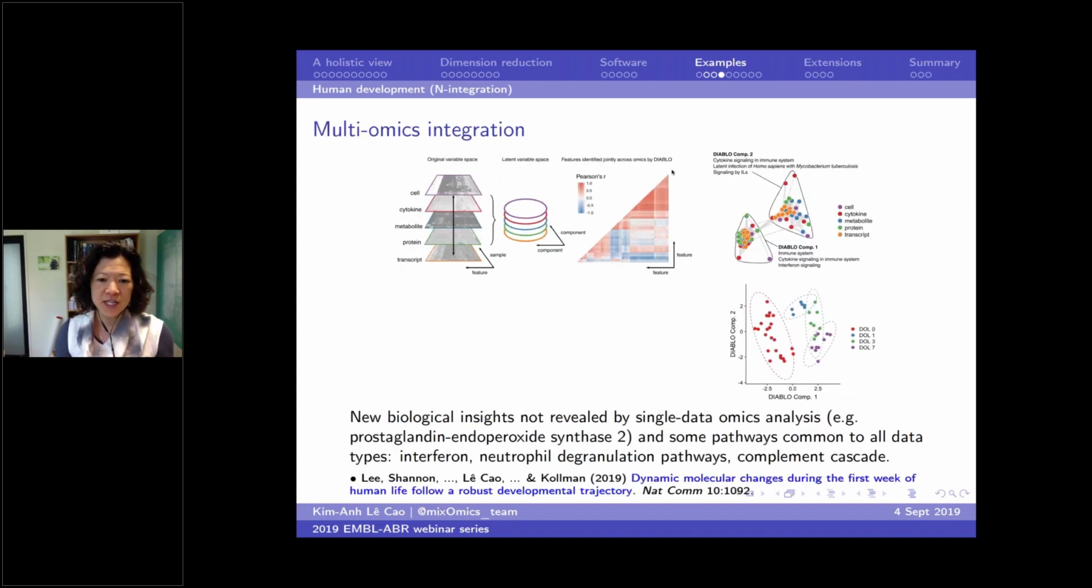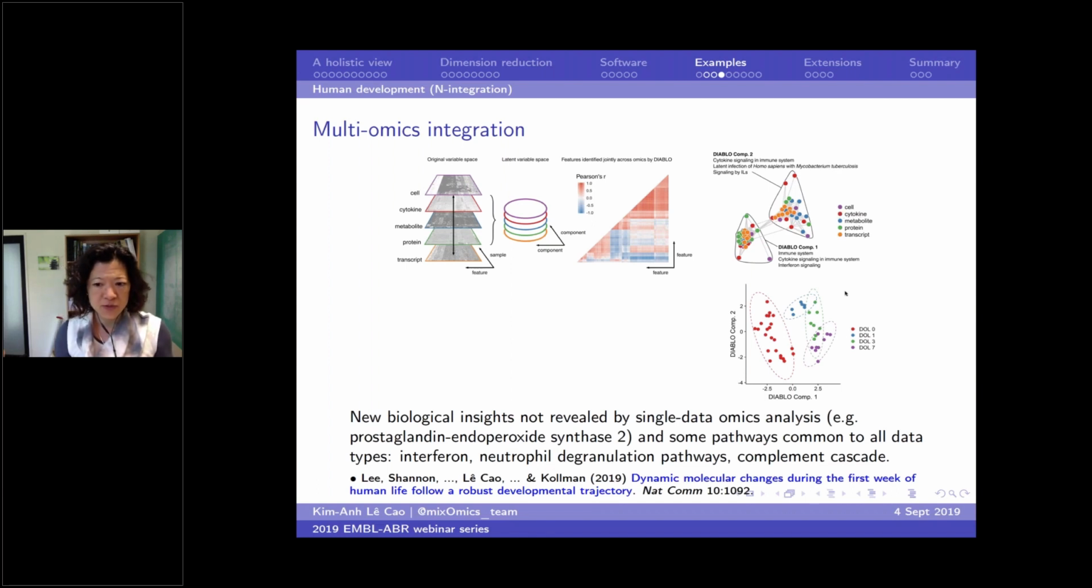And so this is a sort of heat map once we have applied DIABLO and identified a multi-omics signature, and you can see that there is some structure that appears. It's represented here in this simplified network. We were able to identify two types of subnetworks or modules, and each of those modules are based on those different data types and different molecules.